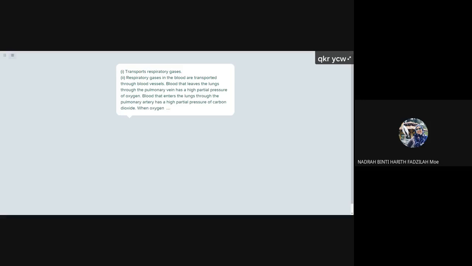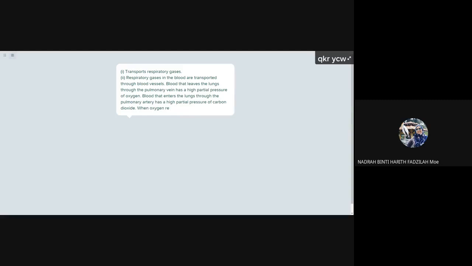The body tissues have higher partial pressure of carbon dioxide, therefore carbon dioxide will diffuse into the tissue capillaries. Okay, so kita kena cerita juga untuk dapatkan full mark 3 tu, kita kena cerita exchange yang berlaku pada kawasan lungs dan juga exchange yang berlaku pada kawasan body tissues, similar to the one that we did earlier.